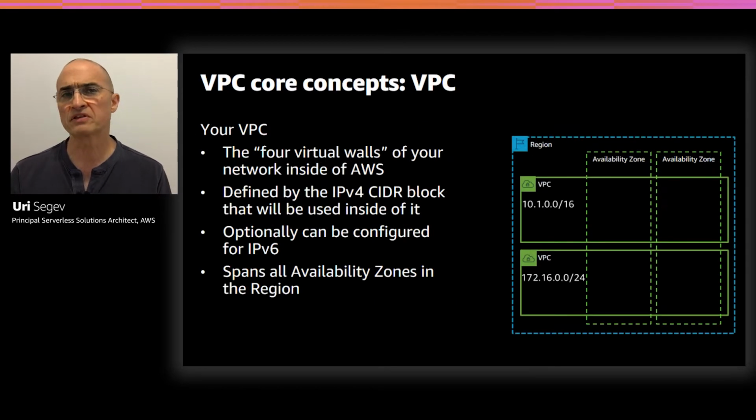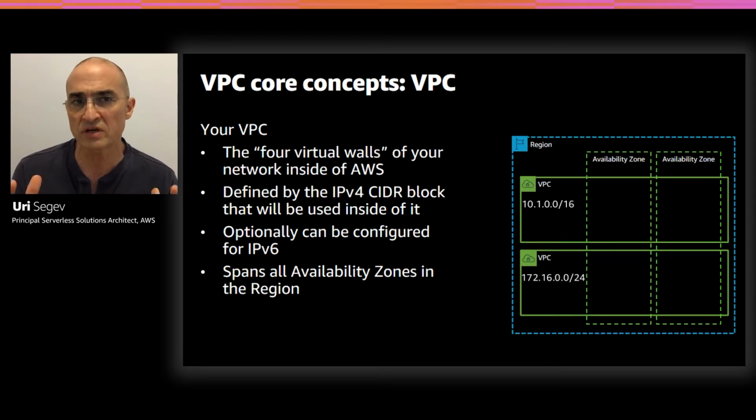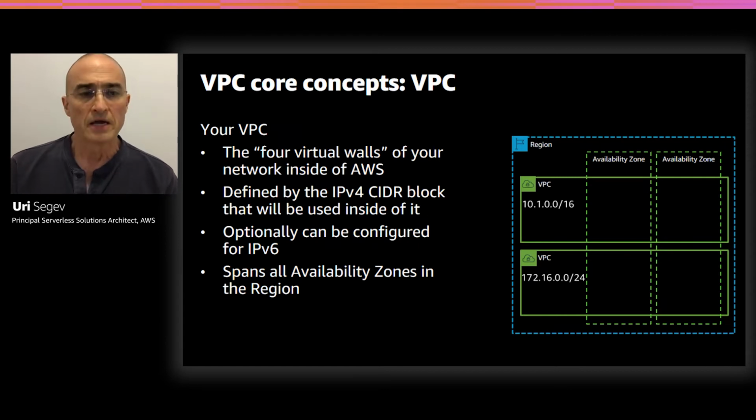So VPCs are your private network, your four walls inside AWS. It is defined by its IP range, or something called the CIDR block, which is pronounced "cider block," and it stands for Classless Inter-Domain Routing. The CIDR block controls the size of the VPC, meaning how many IP addresses you can have inside your VPC. As you can see in the diagrams here, I have two VPCs. One of them is 10.1.0.0/16. That's the CIDR block of that VPC. That means that all the IP addresses in that VPC are going to begin with 10.1, and it gives me 65K IP addresses for that VPC.